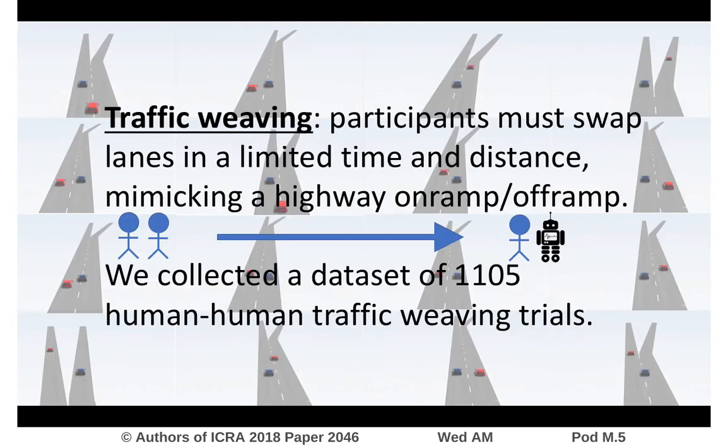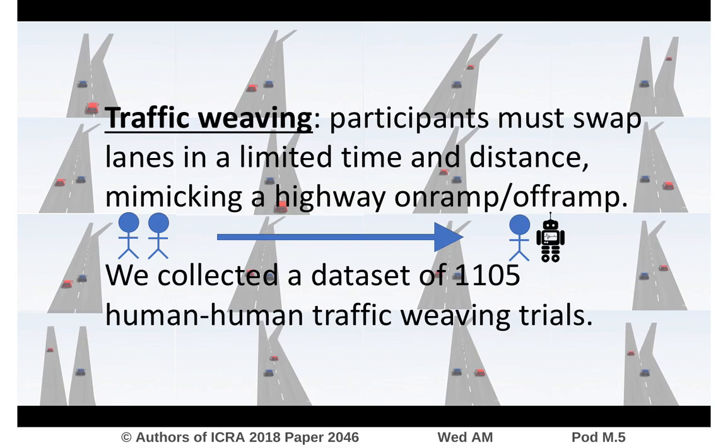In this paper, our primary case study is two-vehicle traffic weaving, a driving scenario where we assume that participants who start initially side by side must swap lanes in a limited time and distance, as at a highway on-ramp and off-ramp. In order to learn interaction dynamics for traffic weaving, we started by collecting a dataset of a little over 1,000 traffic weaving trials between two humans on a driving simulator.